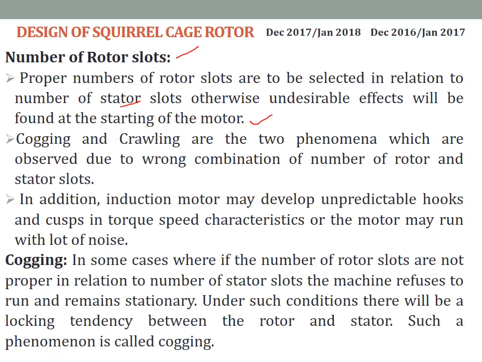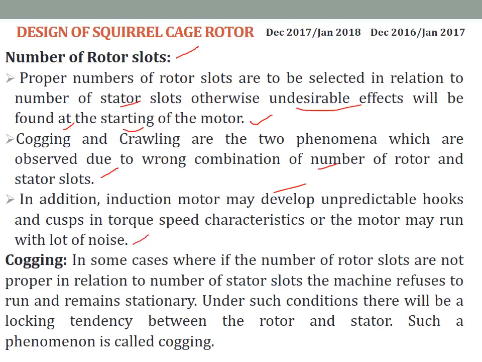Those undesirable effects are cogging and crawling. Cogging and crawling are the two phenomena which are observed due to a wrong combination of the number of rotor and stator slots. In addition to this, the induction motor may develop unpredictable hooks and curves in torque speed characteristics, or the motor may run with a lot of noise.